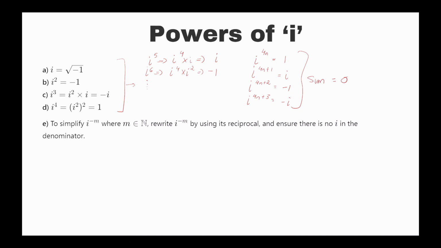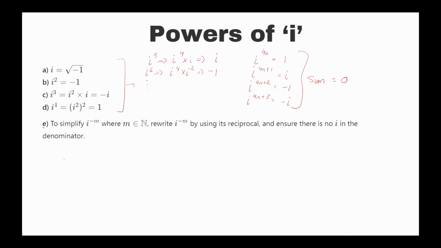Now one more thing that you must remember about iota is that always try to keep iota in the numerator in your questions. Let's say if iota is in the denominator, then it would become very difficult for us to solve that question. So what we do is we try to multiply the numerator and denominator by iota, but the only thing is that our motive is to remove the iota from the denominator. So the exact point has been written here. To simplify i to the power minus m, where m belongs to N, rewrite i to the power minus m by using its reciprocal and ensure there is no iota in the denominator.